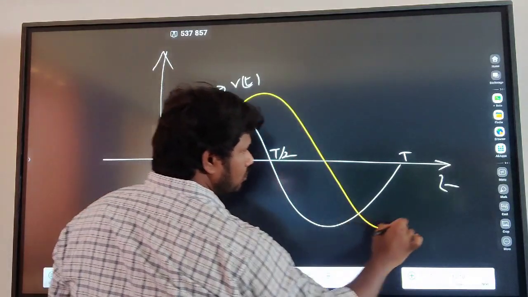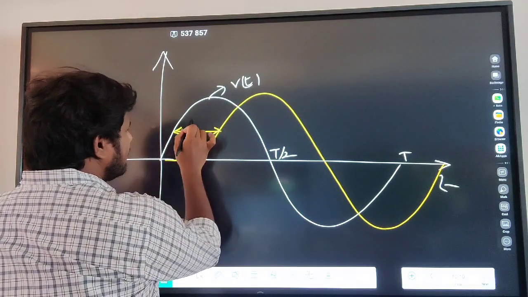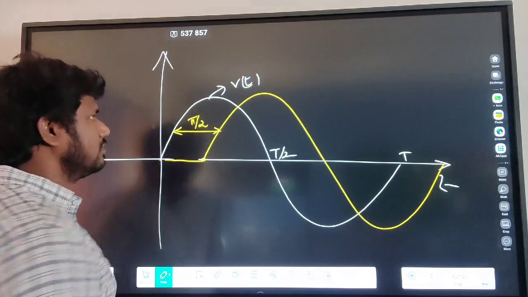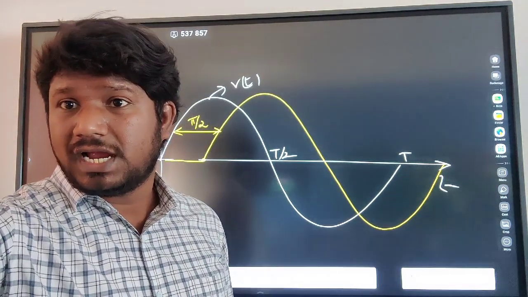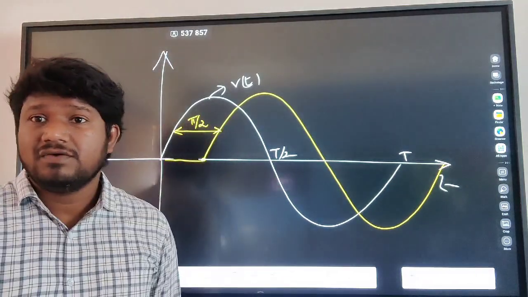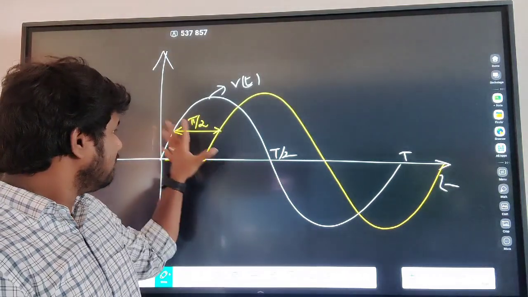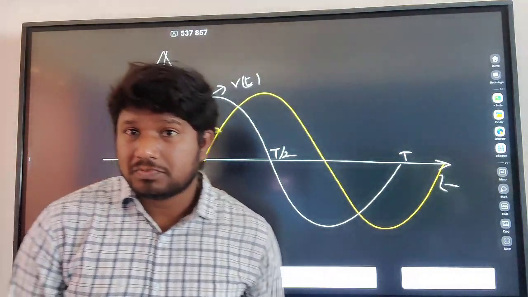Then you plot it and maintain it. This is what we call the phase difference. The angular difference between voltage and current, that we represent with the help of the phasor diagram, we have indicated clearly here. I hope this is clear.